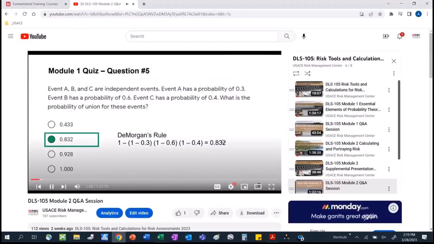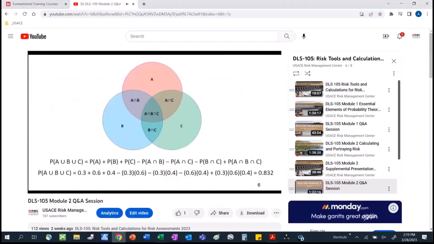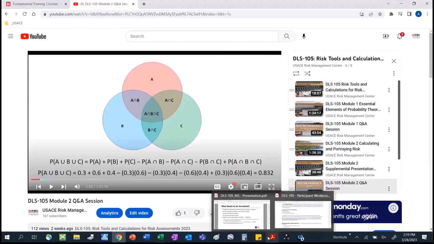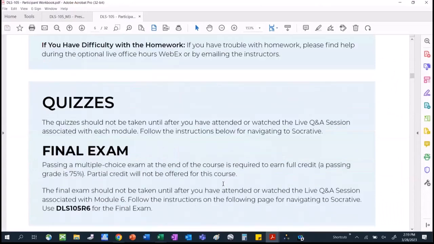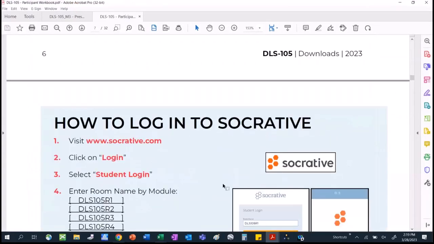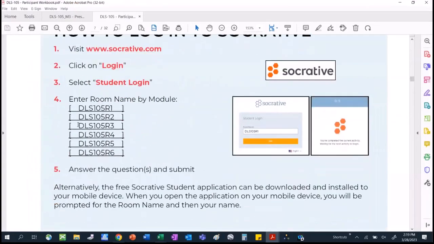Any other questions? What's the room name for the quiz? Oh, good question. It's going to be similar to what we did prior, but now the number is going to change. I did not put that in a presentation this go around. So for this one, it's going to be DLS-105R3. DLS-105R3.